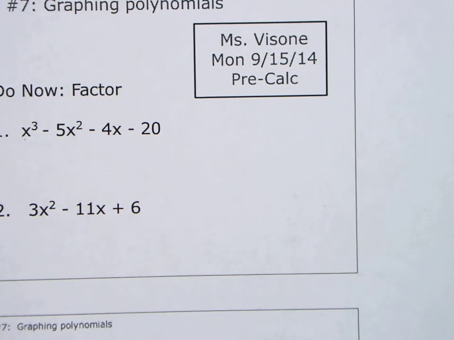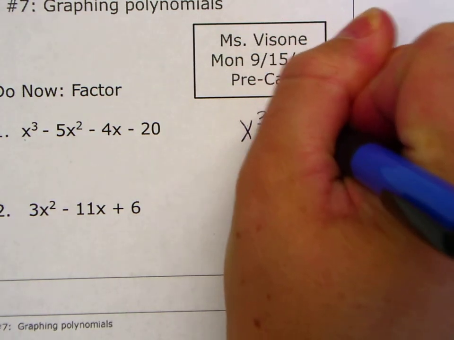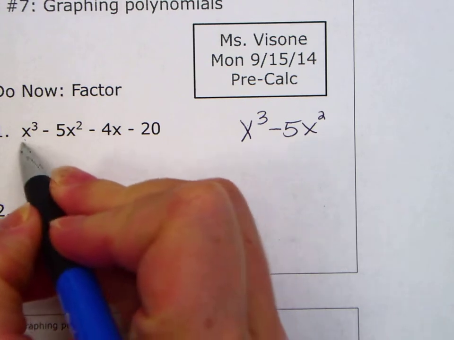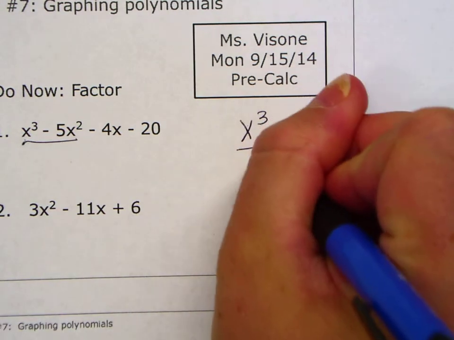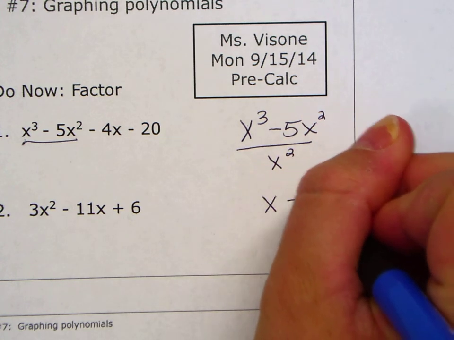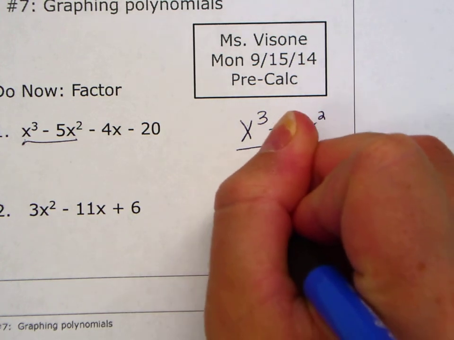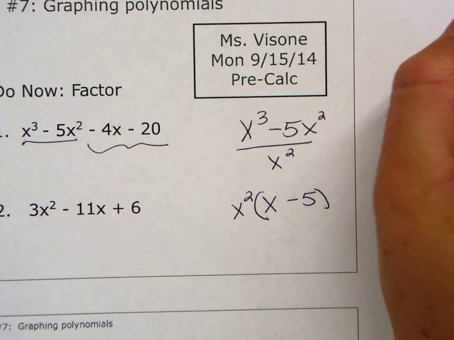So, look at the first two. X cubed minus 5x squared. Just the first two. What's the GCF? It's x squared. So divide by x squared, and you get x minus 5. Parentheses, x squared on the outside. Then take the second two. Minus 4x minus 20.